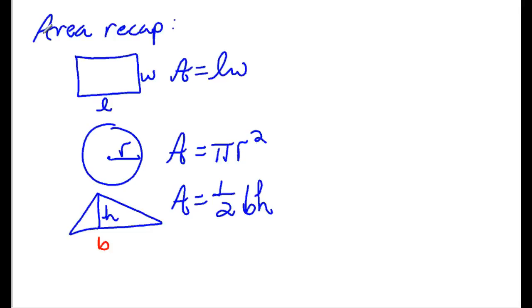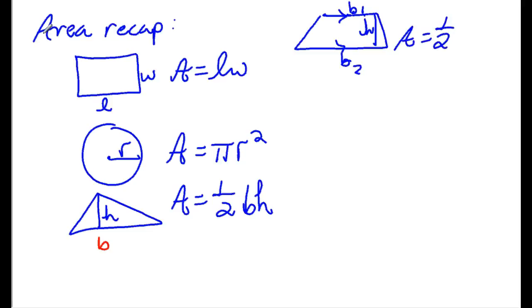Next up, remember our trapezoid that has two parallel sides, and we've got a height in here, and those parallel sides we call the bases, base 1 and base 2. Base 1 up here at the top, and base 2 down here at the bottom. Remember that our area is equal to 1/2 of the height times the sum of the bases, just in case you forgot that one.